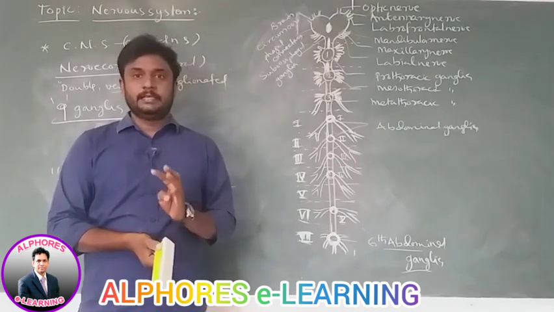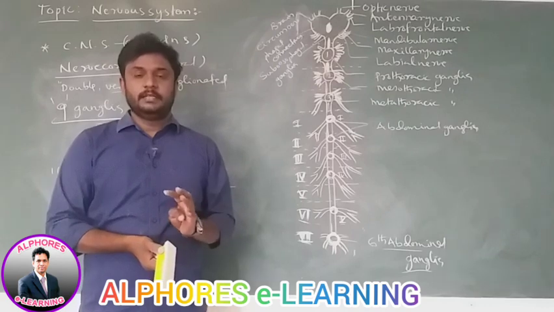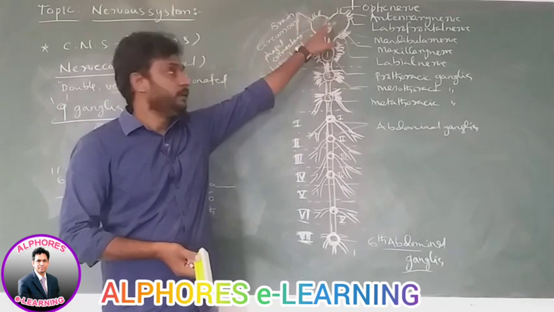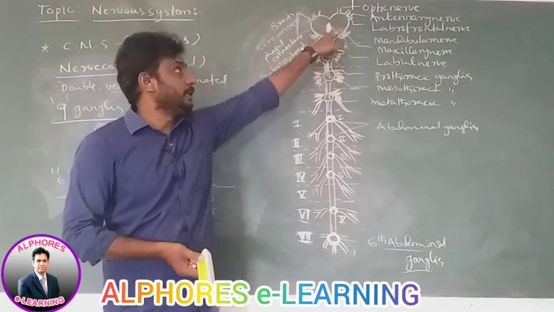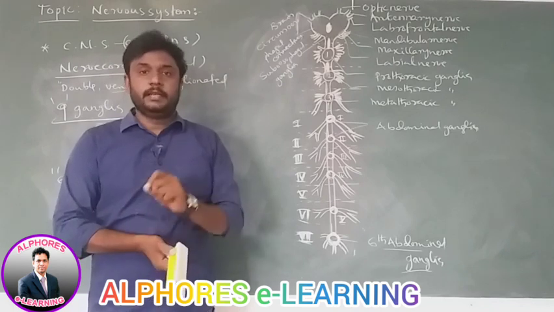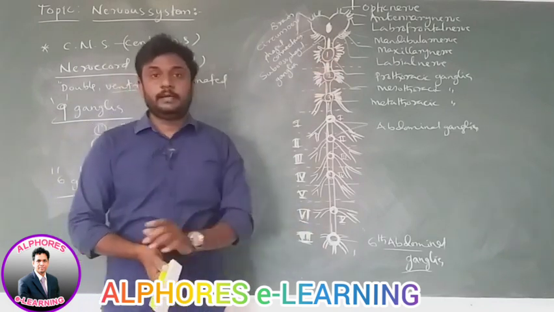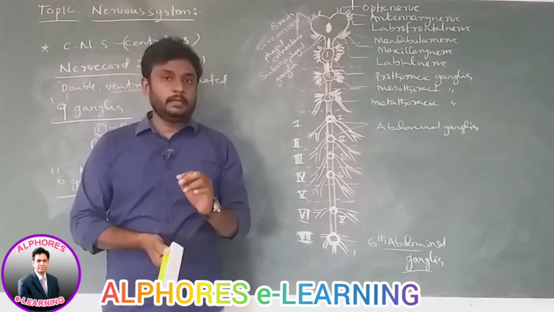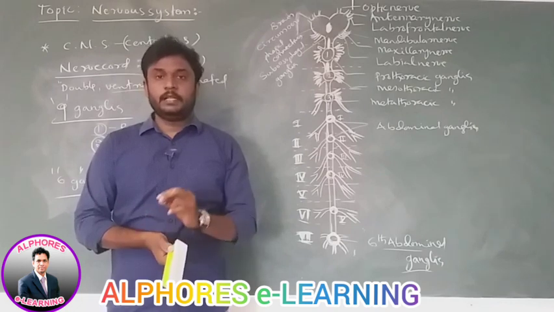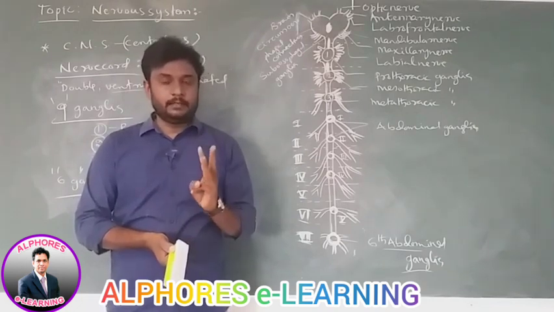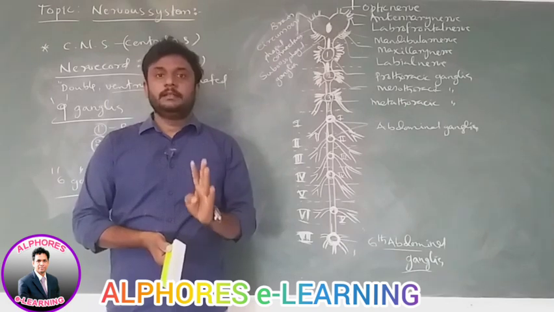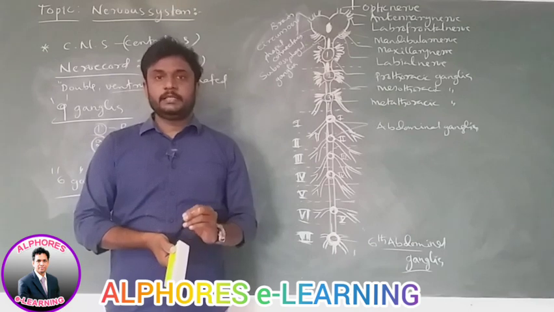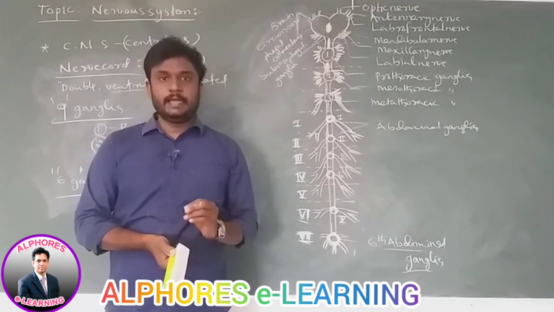Okay, now CNS, the central nervous system, consists of the nerve ring and nerve cord. The nerve ring is formed by the brain, subesophageal ganglia, then circumesophageal connectives. Then the nerve cord is a double ventral ganglionated nerve cord, and on that nerve cord ganglia are present. Total 9 ganglia are present: thorax 3, then abdomen 6. Total 9 ganglia. What is ganglia? Ganglia means a group of cell bodies, called a ganglion.